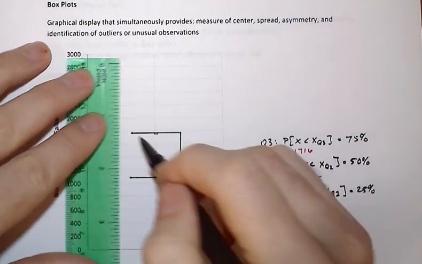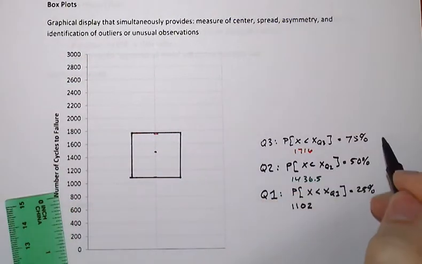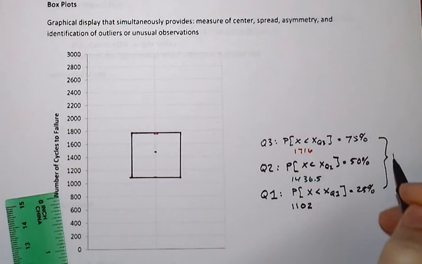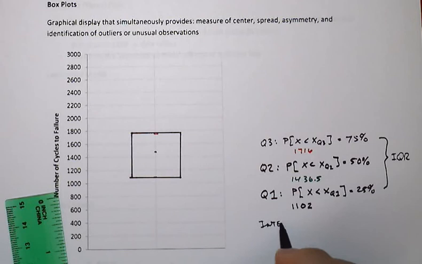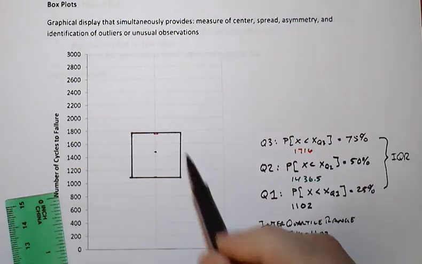And that begins to be a useful limit, and it defines the IQR, or the interquartile range. In our case, that's 1716 minus 1102. That gives us some kind of measure of spread.